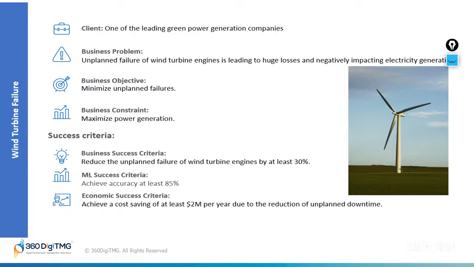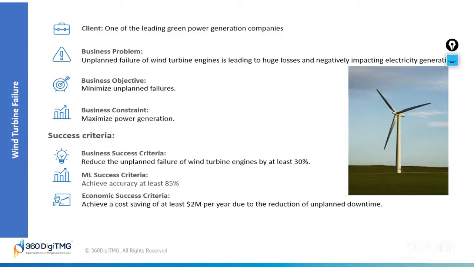These unplanned failures of wind turbines, we need to reduce or minimize them. This is our objective: to minimize the unplanned failures. And our business constraint here is to maximize our power generation. So here is our success criteria.